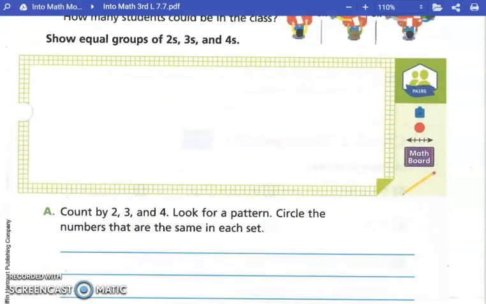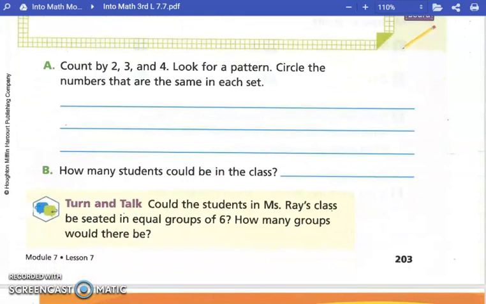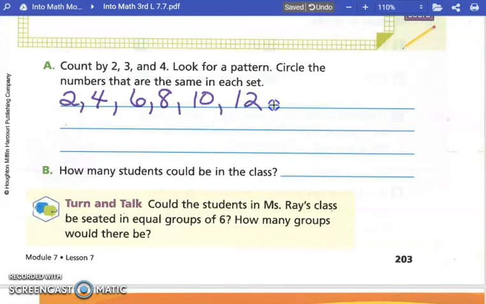So we're going to go ahead and go down on our paper, and we're going to write out our multiples of 2. Can you help me say them? And write 2. What's after 2 if we're skip counting? 4, 6, 8, 10, 12, 14, and that's all the further I'm going to go right now. And we'll see when we do our multiples of 3 and 4 if we find anything.